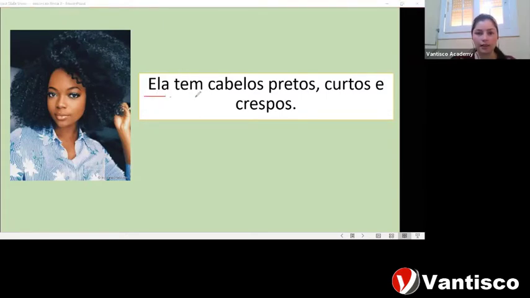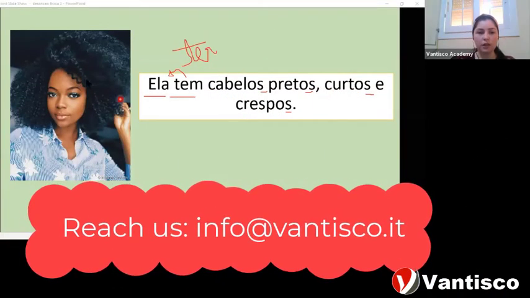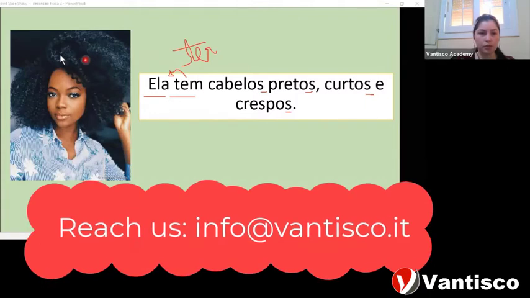So here, ela tem, the verb ter conjugated for the pronoun ela is going to be tem. Ela tem cabelos pretos, curtos e crespos. Novamente, again. Ela tem cabelos pretos, curtos e crespos. So, she has black hair, okay? Cabelos pretos, black hair. Curtos means short. E crespos is the type of her hair.